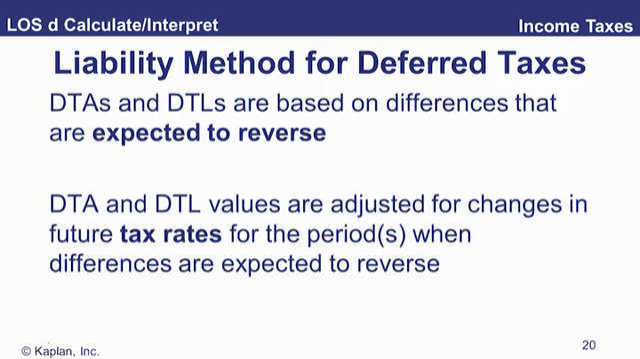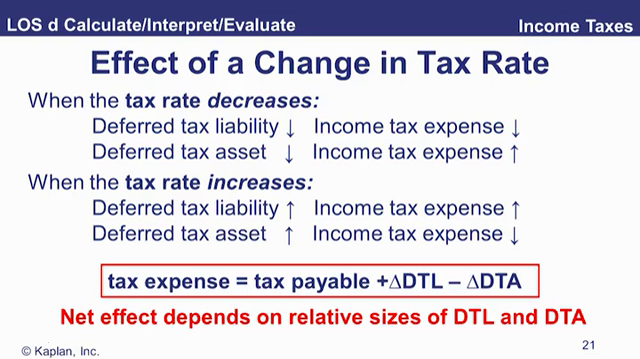Now, the problem is we don't know what the future tax rate will be. So chances are we're going to use today's tax rate when we create the deferred tax asset or liability. What that means is if the tax rate does change, we've created our asset or liability at the wrong tax rate and we'll need to make adjustments. So let's have a look at the impact of a change in tax rate.